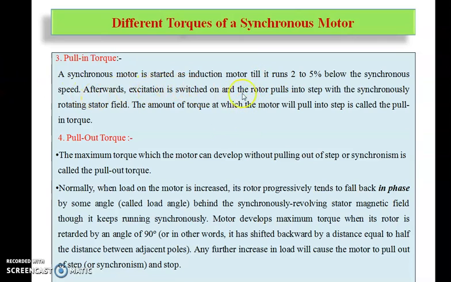Afterwards excitation is switched on and the rotor pulls into step with the synchronously rotating stator field. As we know, a synchronous motor always runs at synchronous speed, but an induction motor does not run at synchronous speed. Now to achieve the synchronous speed in the synchronous motor, excitation is switched on, when the motor speed comes to 2 to 5% below the synchronous speed. So after excitation is switched on, the rotor pulls into step with the synchronously rotating stator field. The amount of torque at which the motor will pull into step is called the pull-in torque.